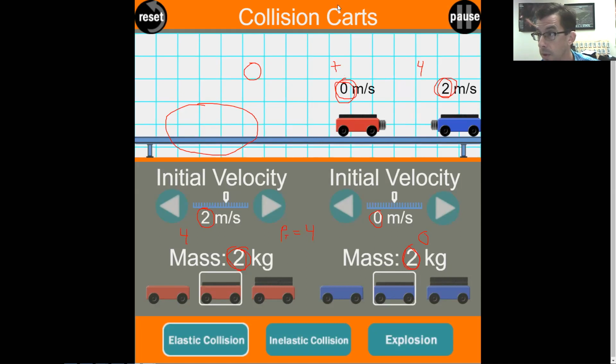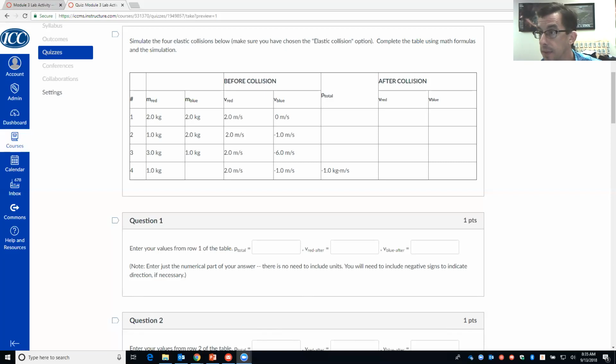So let me switch you back over. I've already given you a couple of answers. Isn't that nice? There we go. Again, as we mentioned before, when you're filling this out, your total momentum in that first row was 4. The velocity of the red cart afterward was 0, and the velocity of the blue cart after the collision was 2.